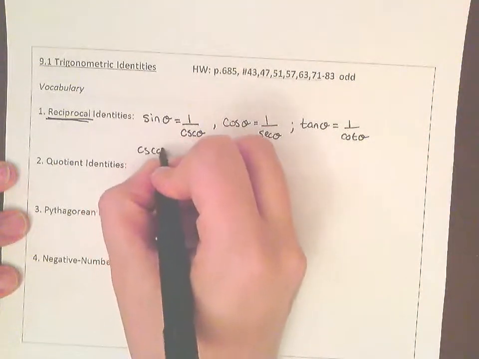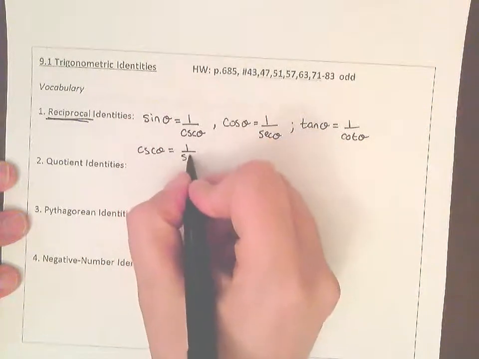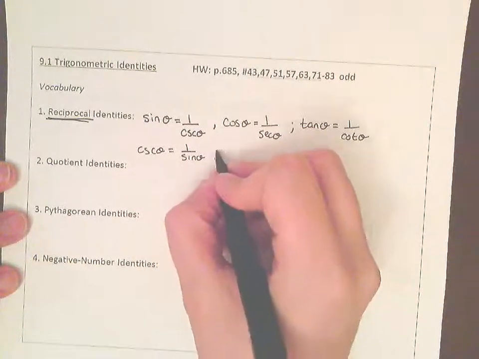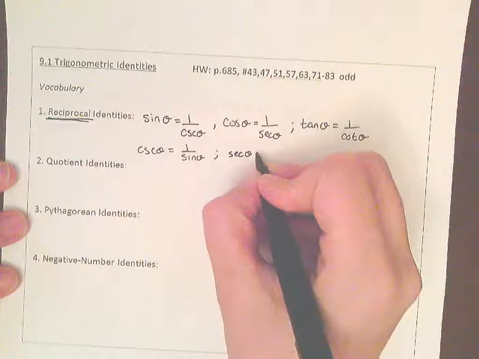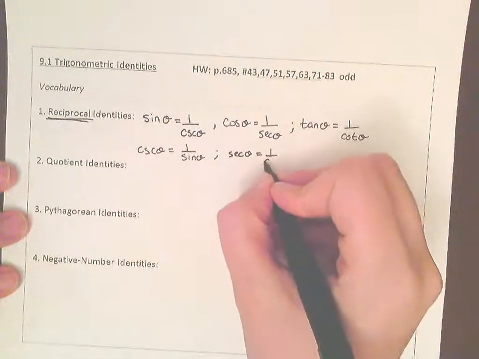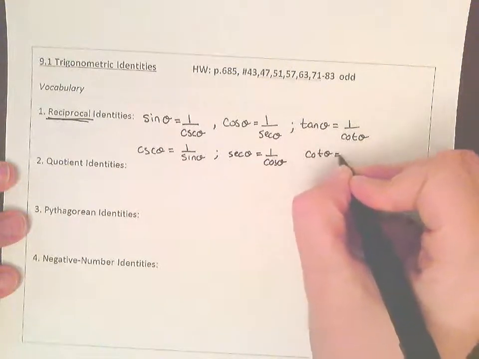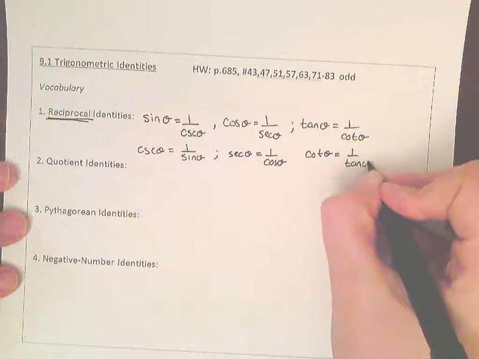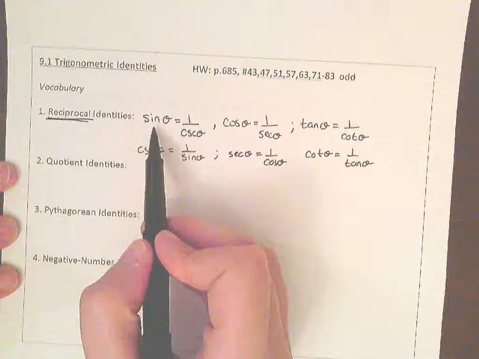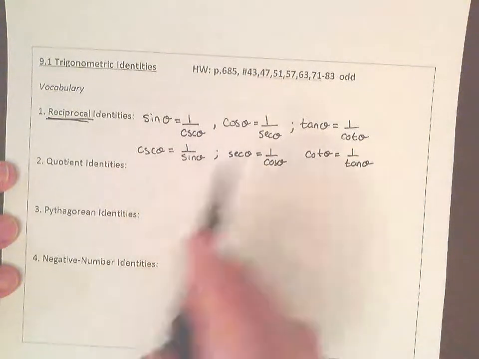Cosecant of theta, the reciprocal is going to be 1 over sine of theta. Secant of theta, the reciprocal is equal to 1 over cosine of theta. And then cotangent of theta is equal to 1 over tangent of theta. So the reason why these are important is because if you have sine of theta, you can rewrite it as 1 over cosecant of theta if needed.